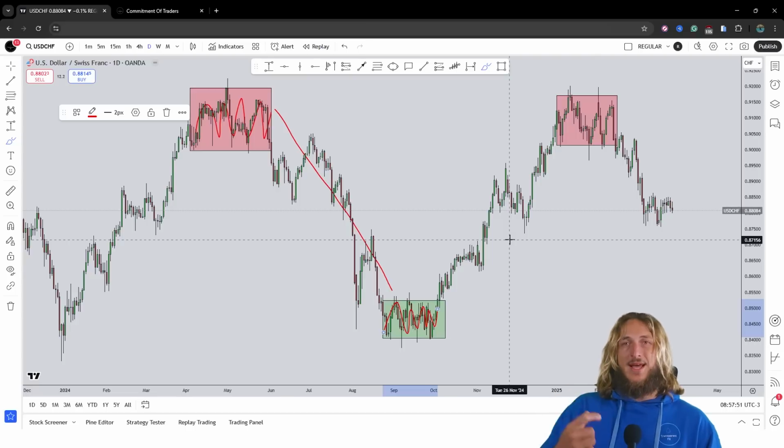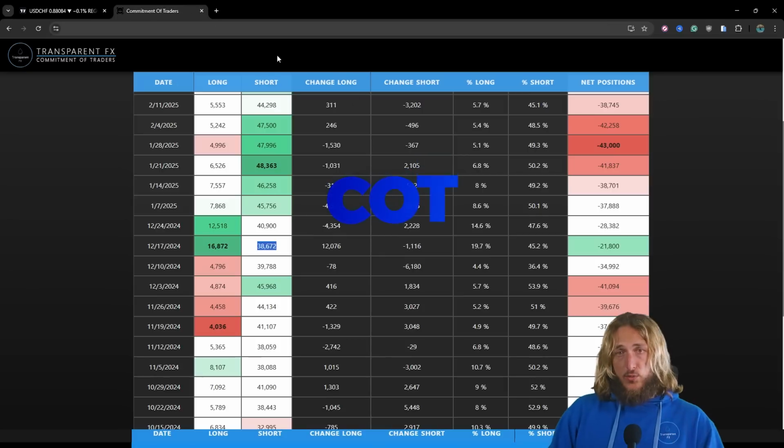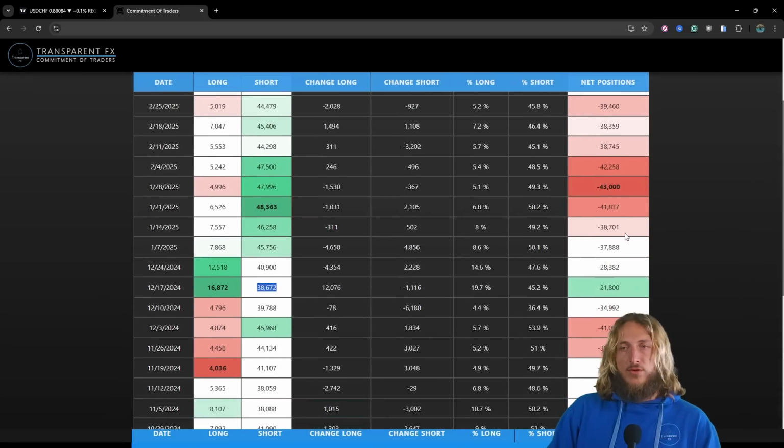And again, you're supposed to be asking yourself, okay, are we about to shift from a daily bearish market to a daily bullish market? And again, we have to move here to the COT data. And what you're going to look at is, are institutions now moving back to the bearish side for the CHF? So to the bullish side for the USD CHF.